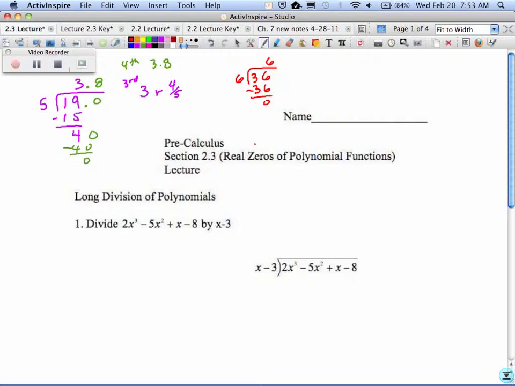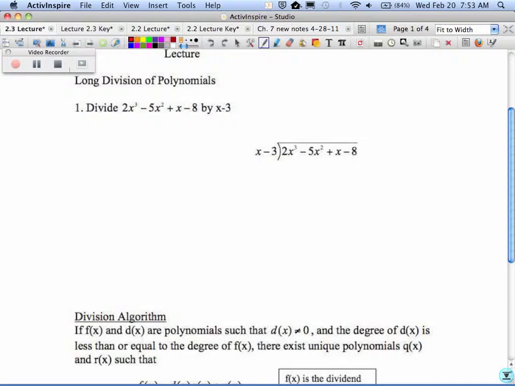Okay? So when we get into polynomial long division, it's a way of taking polynomials and determining if we do or do not have factors. So we're taking 2x cubed minus 5x squared plus x minus 8, and we're dividing by x minus 3. So we've already written it out for you. We only worry about the stuff that's on the left, which is kind of nice.